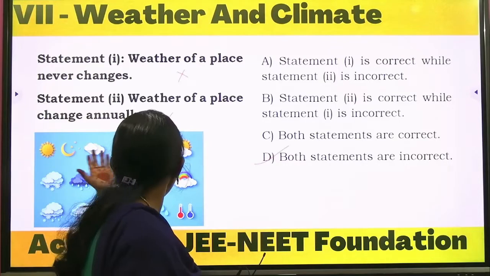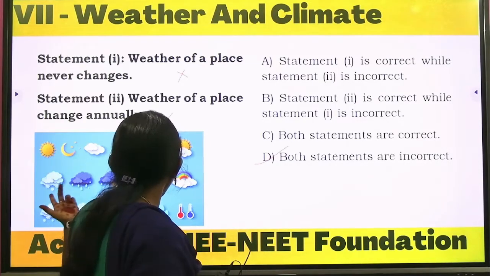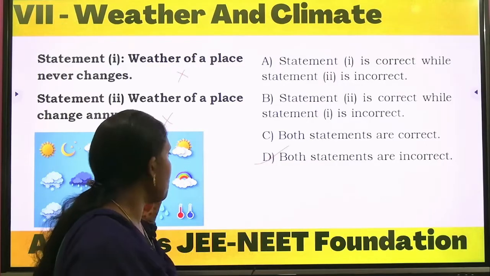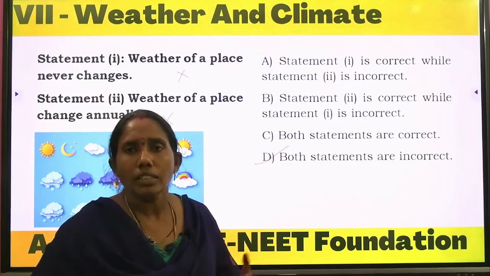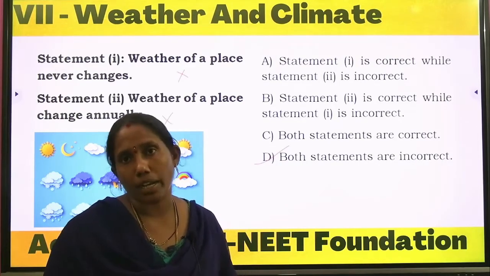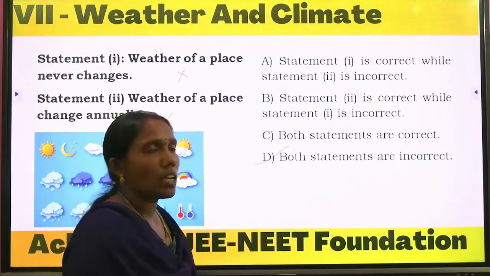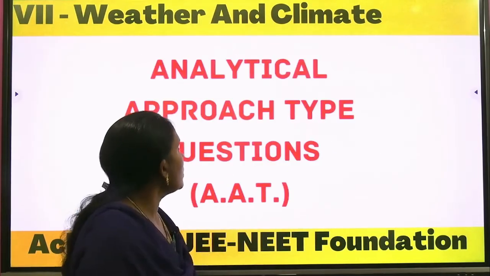See here, the weather changes: morning sunny, evening time it can be cloudy, it can be rainy season, it can be winter season, spring season. They can change. Weather of a particular place can change any time. We cannot fix that. Okay. So, both statements are wrong. Let's see the next one.